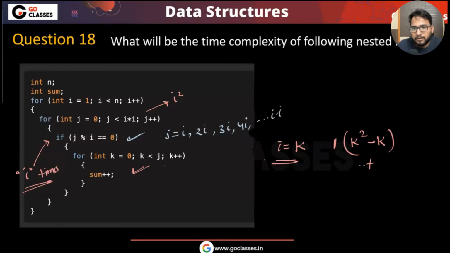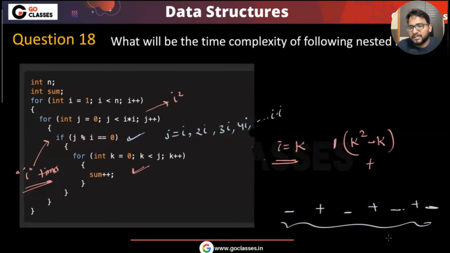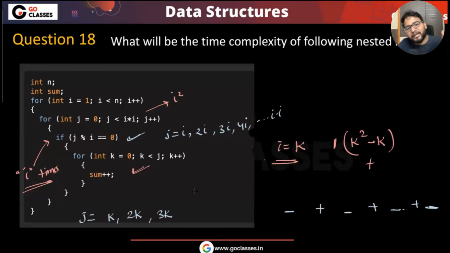So is this okay that k square minus k times it is going to do constant times, but k times it is going to do something, right? So let me write this k times also in the different parts. Ultimately k times it has to run, right? K times it will run. So this is k summations. And in k times also, j value will be k, 2k, 3k. If i is k, okay, I'm taking some fixed i, which is k, then k into k.